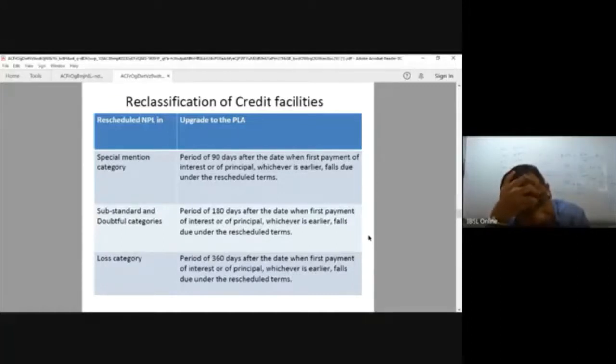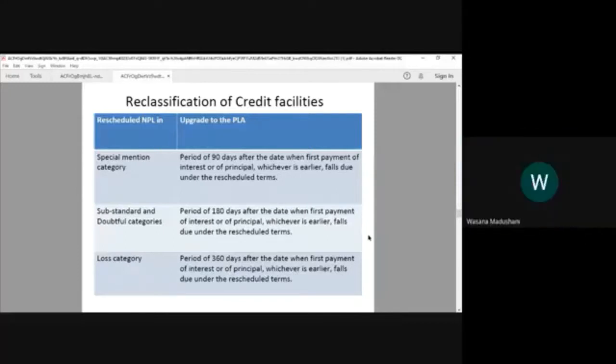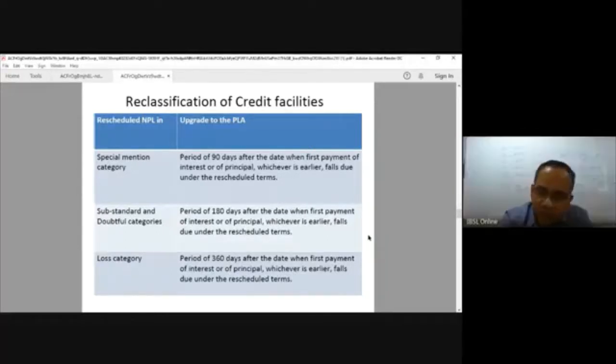If the loan was in substandard and we rescheduled that, then you will have to wait for 180 days. You can't take it to performing just because you rescheduled. You will have to wait for 180 days or 6 months. If it was in loss category, you will have to wait for 1 year to take it to performing. Just because you went and rescheduled, it doesn't mean you can take it to performing advances, right? So this has to be followed up now.